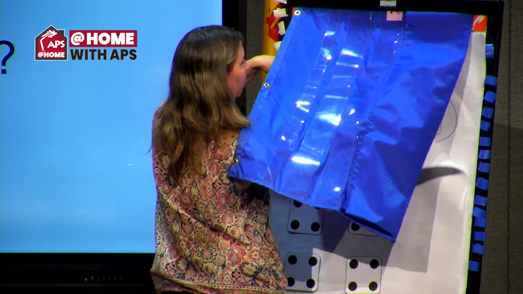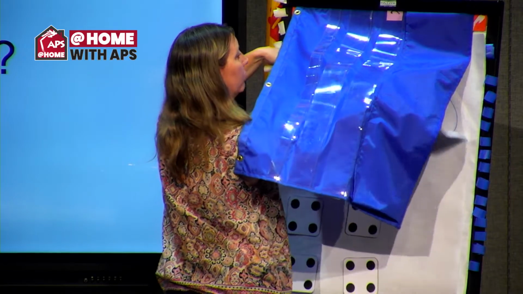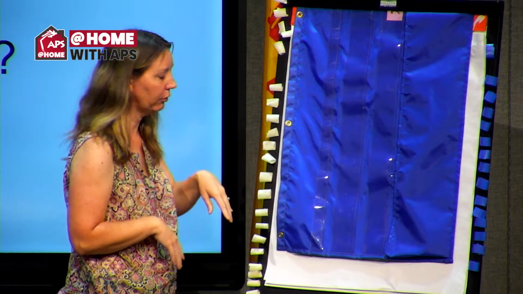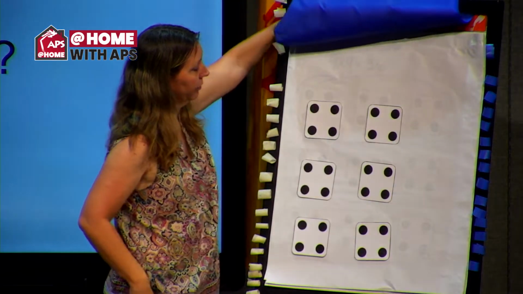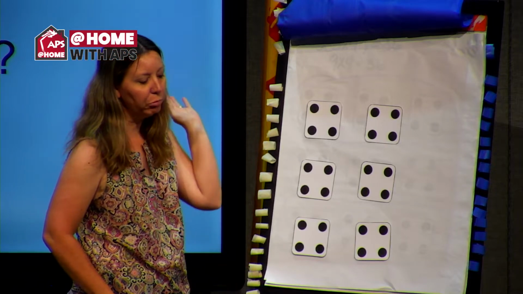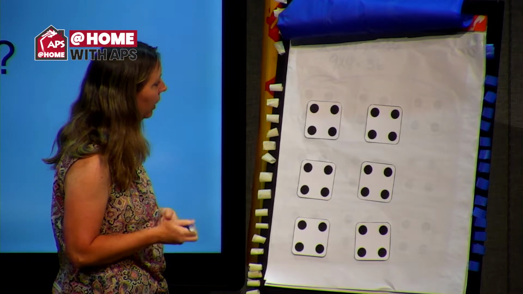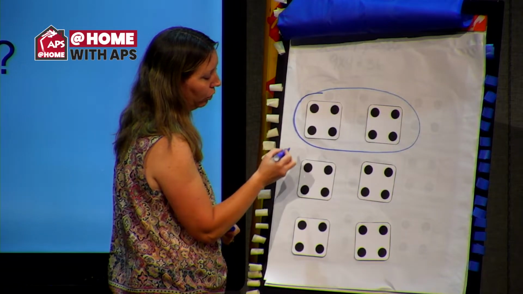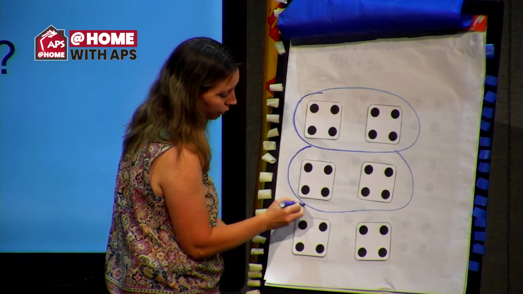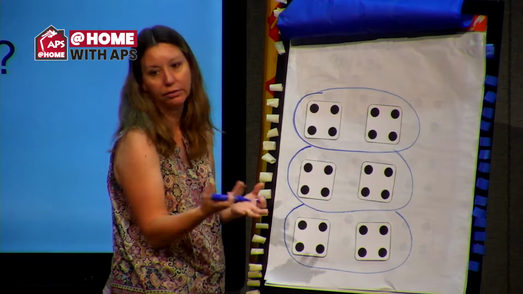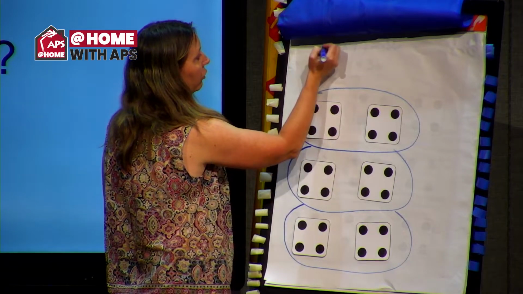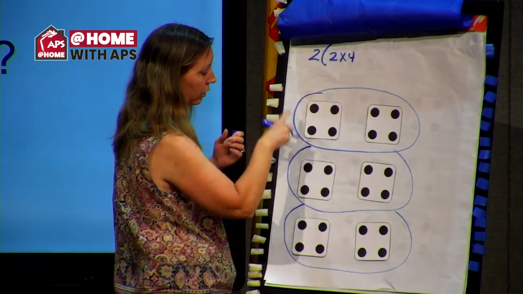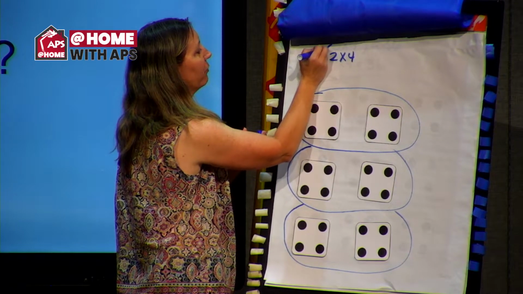Were you right? Did you see it a different way? All right, let's reveal and let's look at it. Yeah, I know you guys are like, that was easy compared to the last one. If you saw this way, one group of 2 4s, 2 groups of 2 4s, 3 groups of 2 4s, that's the way I saw it at first. So we have 2 groups of 2 times 4. Oops, I'm sorry, 3 groups. Thank you for correcting me.